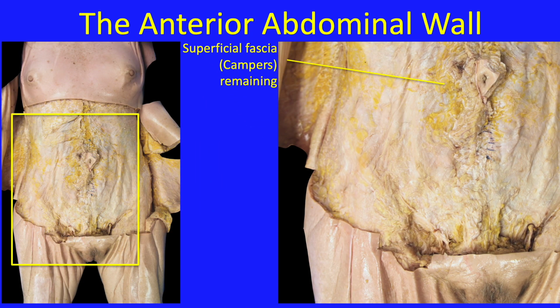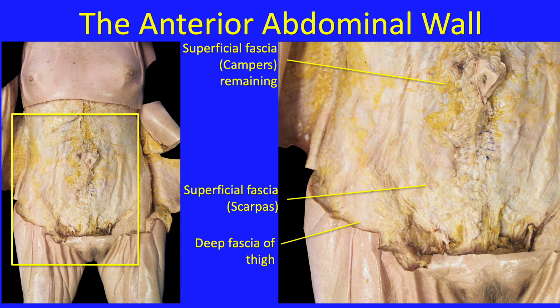If we now remove Camper's layer and zoom in on the anterior abdominal wall, another layer of the superficial fascia is revealed, the membranous layer known as Scarpa's, usually most prominent in the lower part of the anterior abdominal wall. It attaches to the deep fascia of the thigh. By the way, in case you're wondering, this individual had some form of abdominal surgery, as evidenced by the prominent sutures that can be observed.